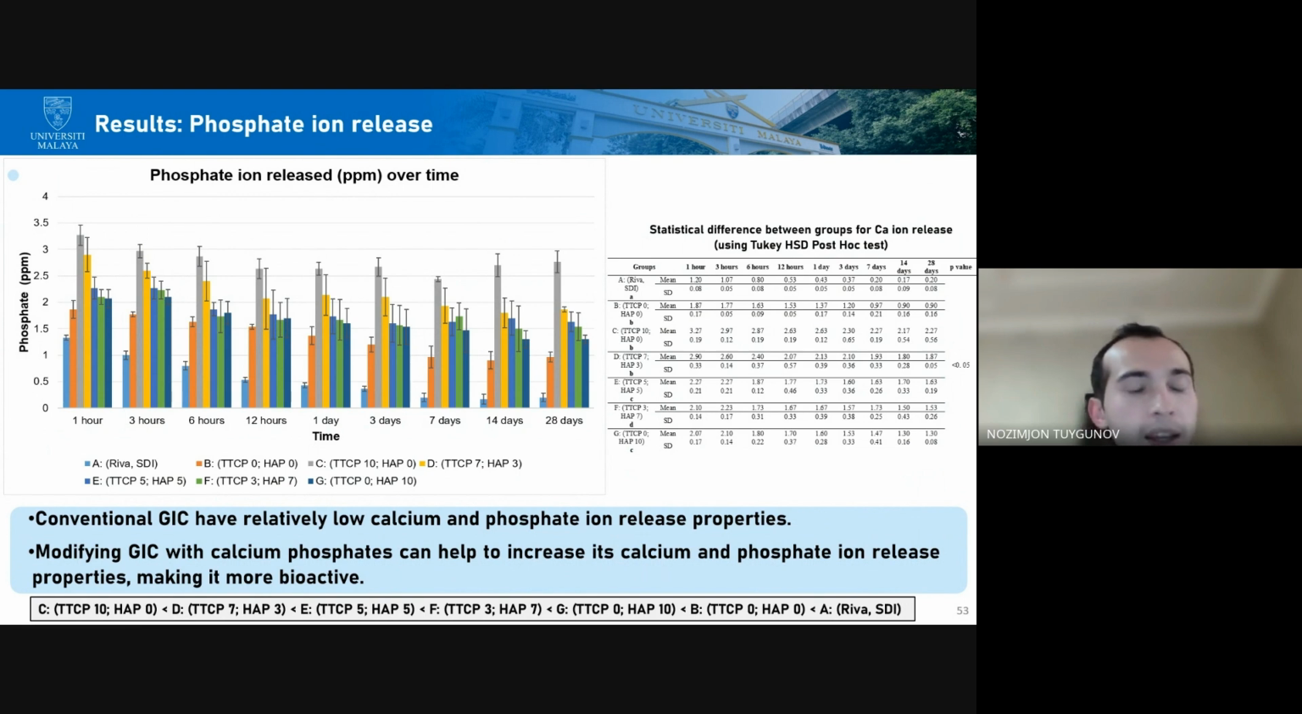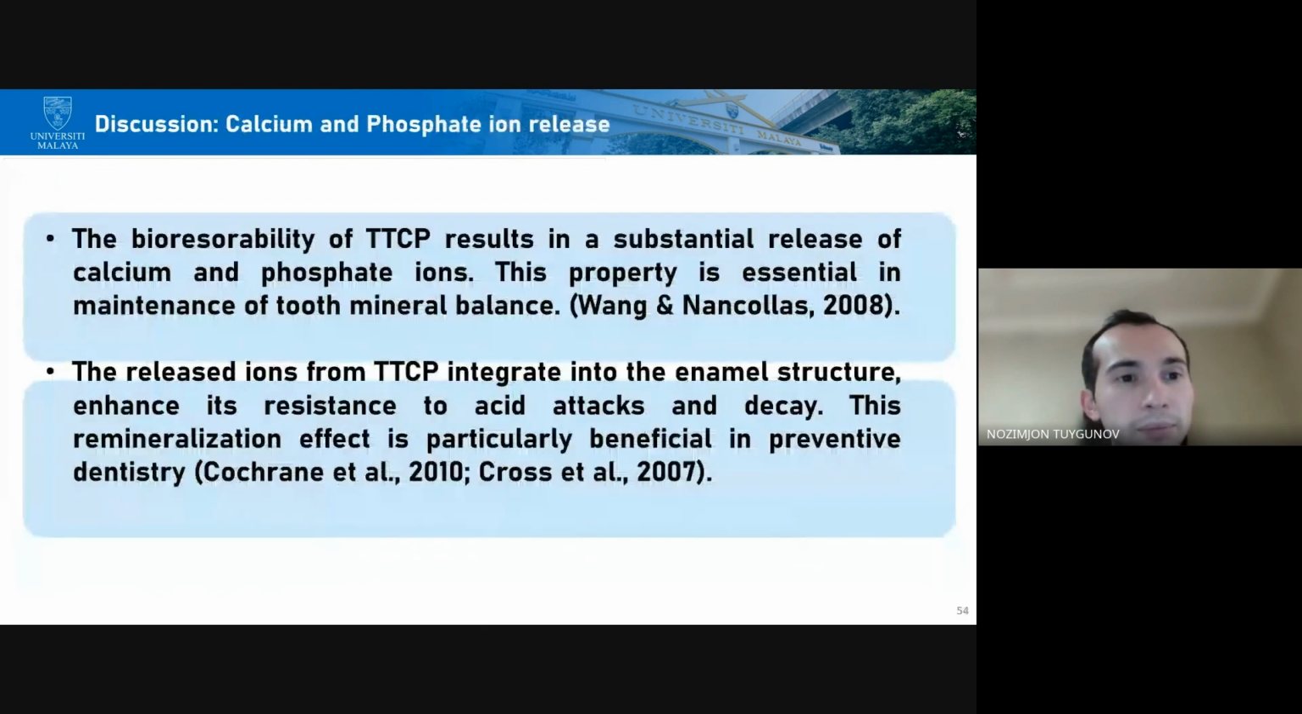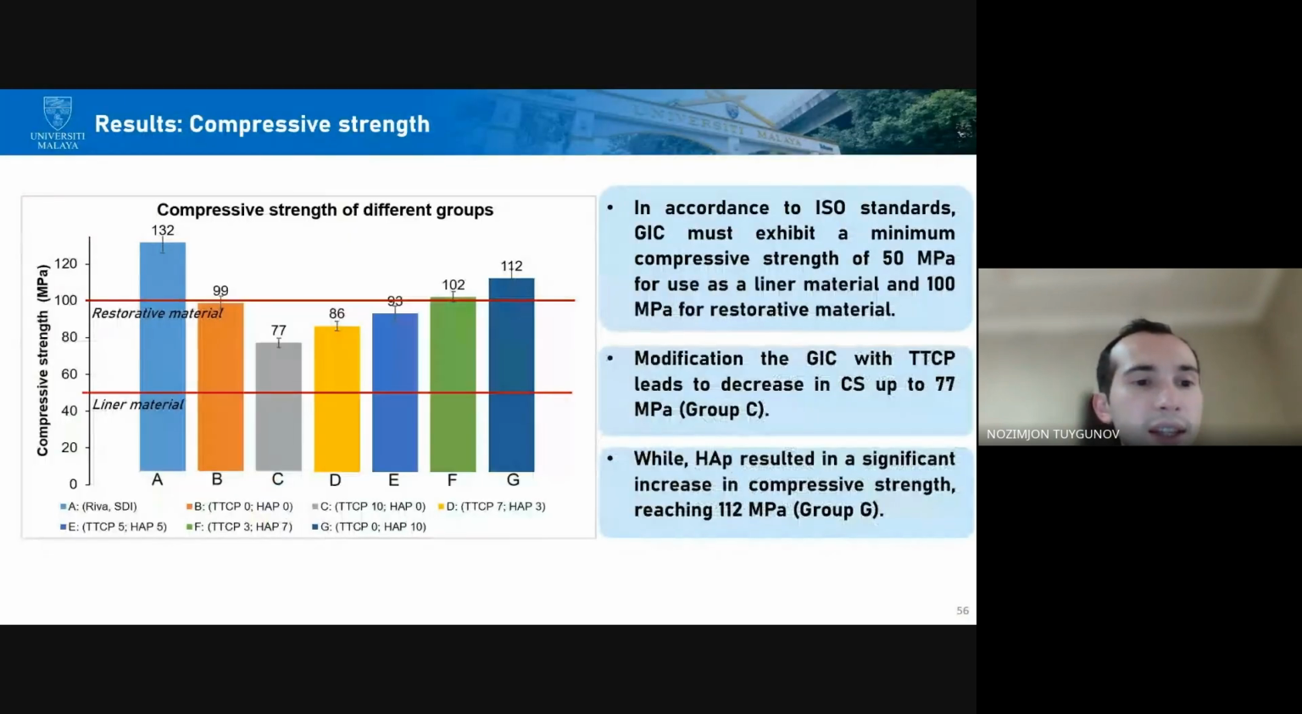Well, here we can see the calcium release, and here we can see the phosphate release. As you can see, the calcium and phosphate ion release increased rapidly when we incorporated calcium phosphates, which are TTCP and HAP. Here we can see the mechanical strength analysis of our different groups.